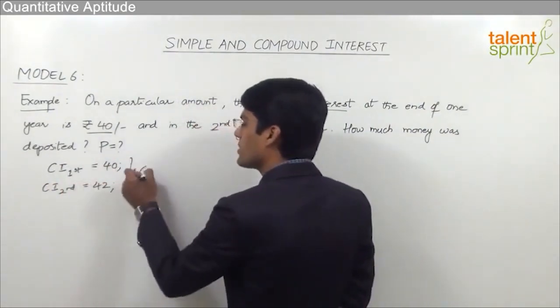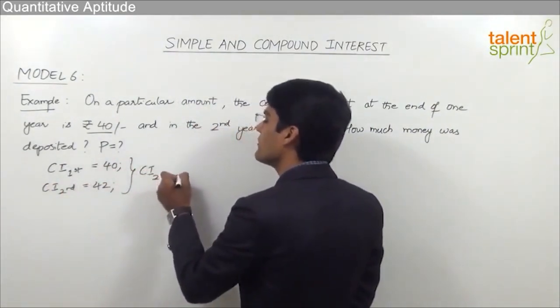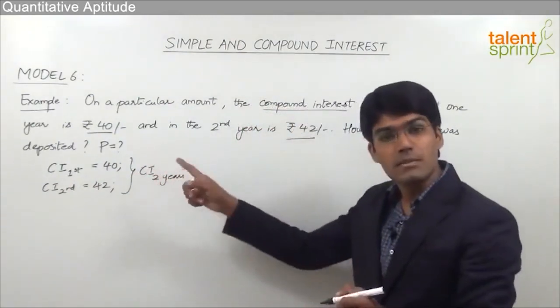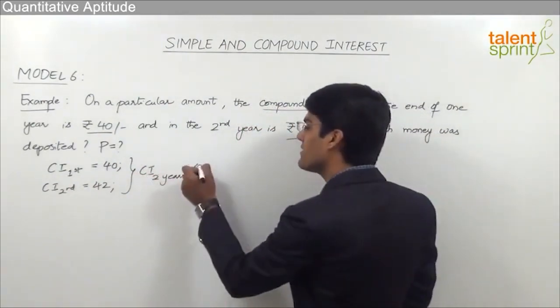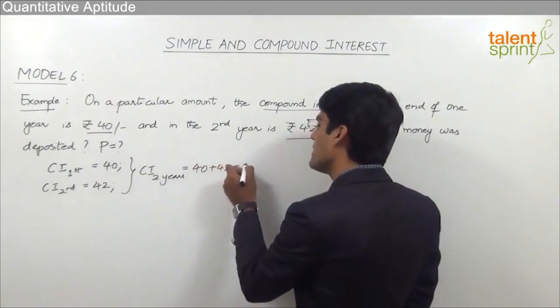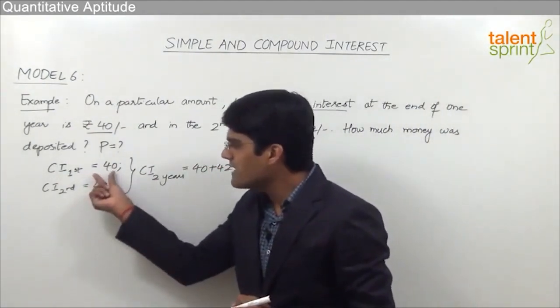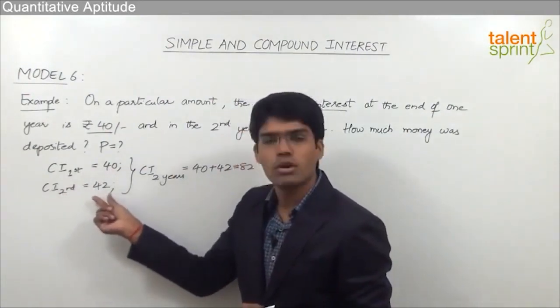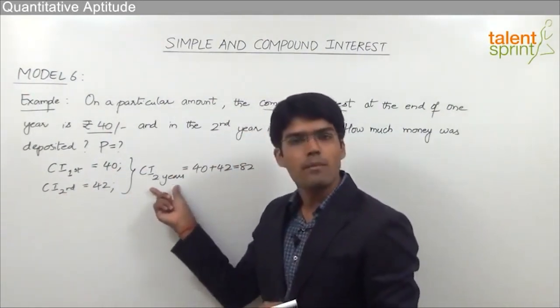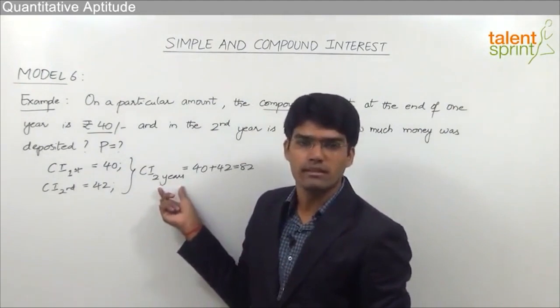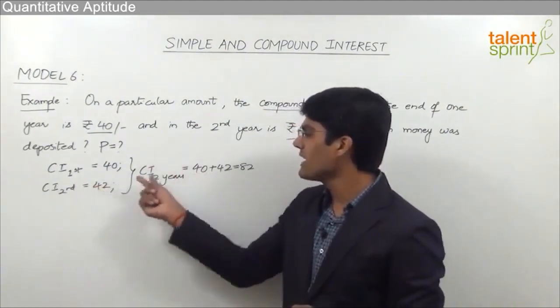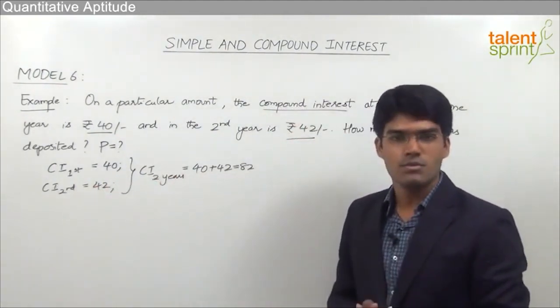So from this, total compound interest for 2 years would be equal to interest of first year plus interest of second year, that is 40 plus 42, which is equal to 82 rupees. Let me repeat it once again. For the first year it is 40 and for the second year it is 42. We are trying to find out the compound interest that is earned in 2 years together. So for the first year 40 plus second year 42, the total would be 82 rupees.